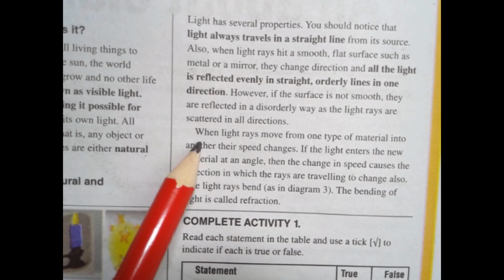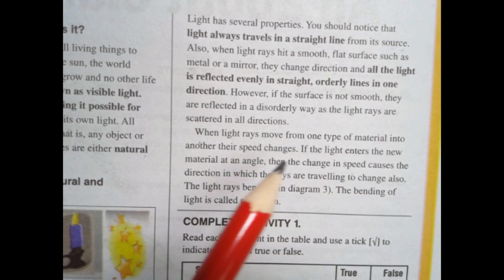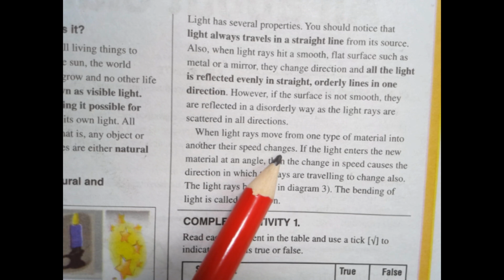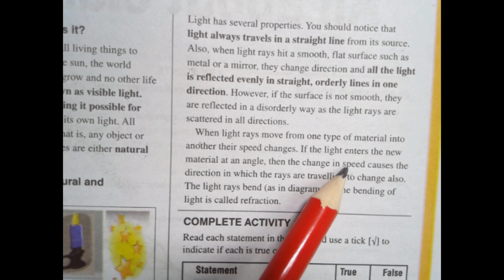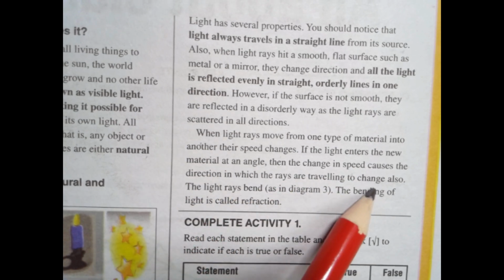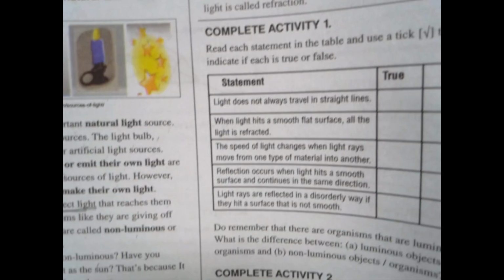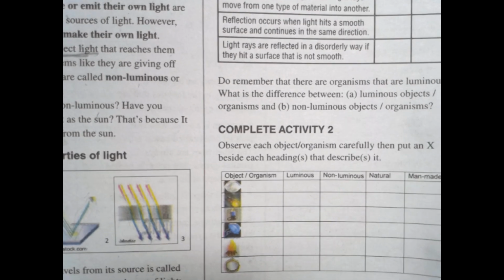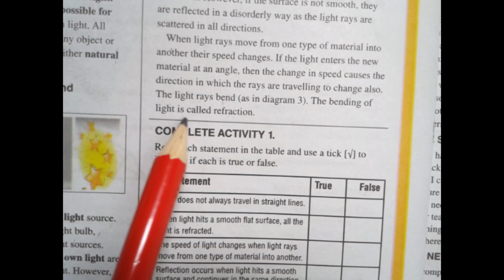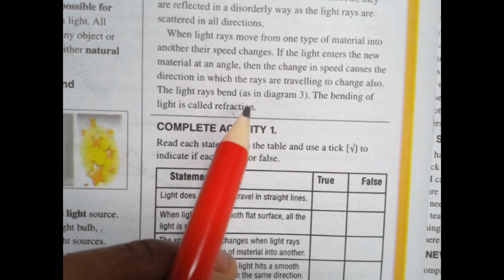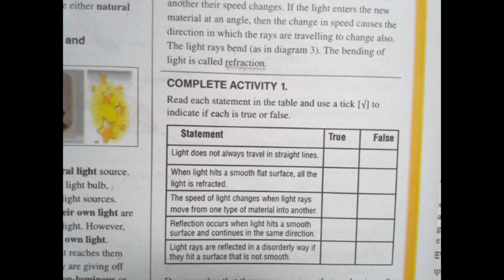Now, when light rays move from one type of material into another, their speed changes. If light enters a new material at an angle, then the change in speed causes the direction in which the light rays are traveling to change also. The light rays bend, as in diagram 3. Yeah, that's what we were saying here. They appear like they're bending. This bending of light is called refraction. So this is an important word when we're dealing with light. Refraction.